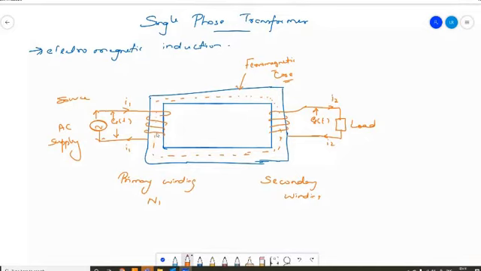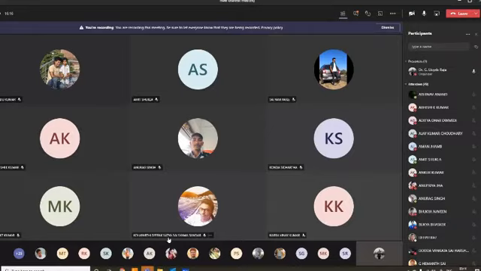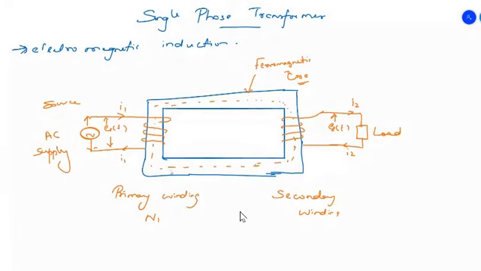So if in any application you want to actually block the DC, then also your transformer can help. The voltage change will be decided by the number of turns of the primary and the number of turns of the secondary. Let's say I denote it as N1 and N2. So N1 is the number of turns of the primary winding and N2 is the number of turns of the secondary winding.